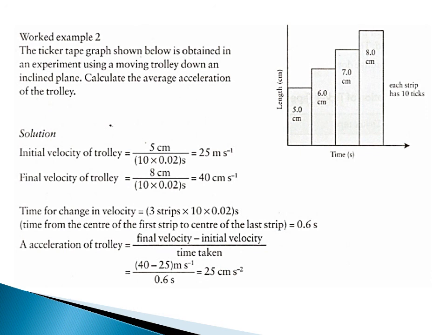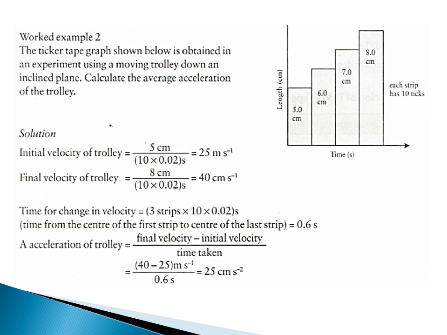Okay, for the solution, look at the solution. Initial velocity of the trolley is 5, the first strip, right? 5 over 10. Why 10? Because 10 ticks times 0.02. Why 0.02? Remember 1/50 seconds. So the answer is 20 centimeter per second. For final velocity, 8 over 10. Why 10? Because you have 10 ticks in each strip. Time 0.02 second. Why 0.02? Because 1/50 Hz just now. Okay, now you get 40 cm per second.